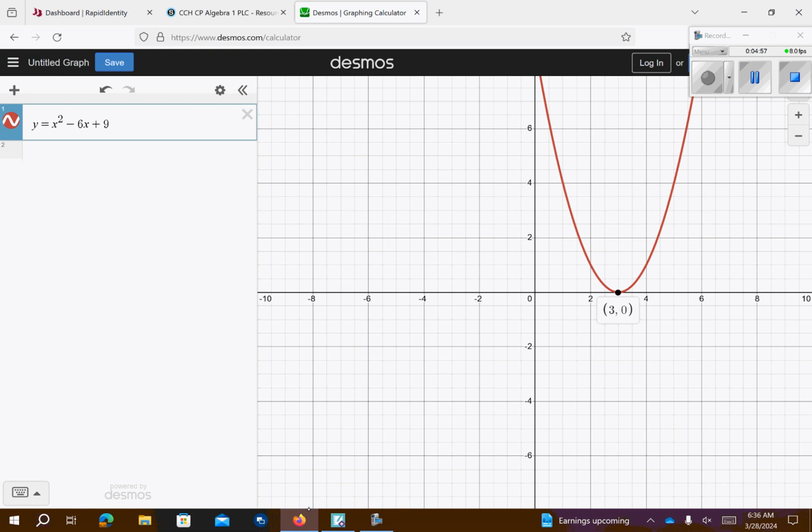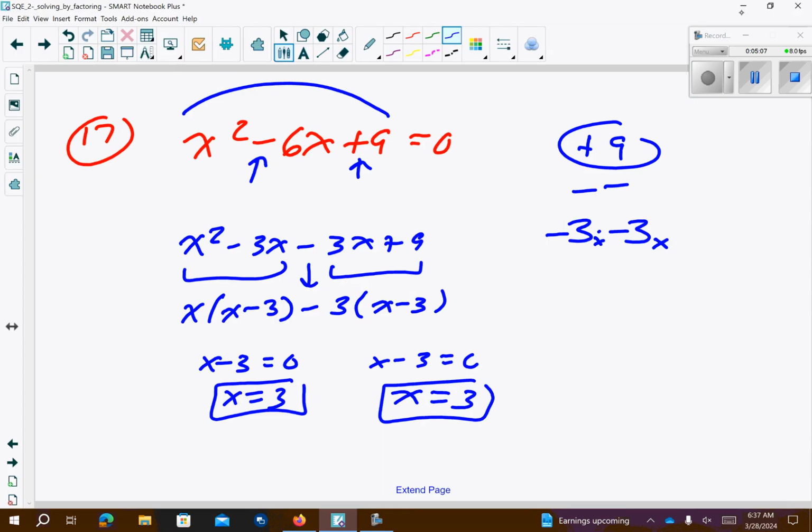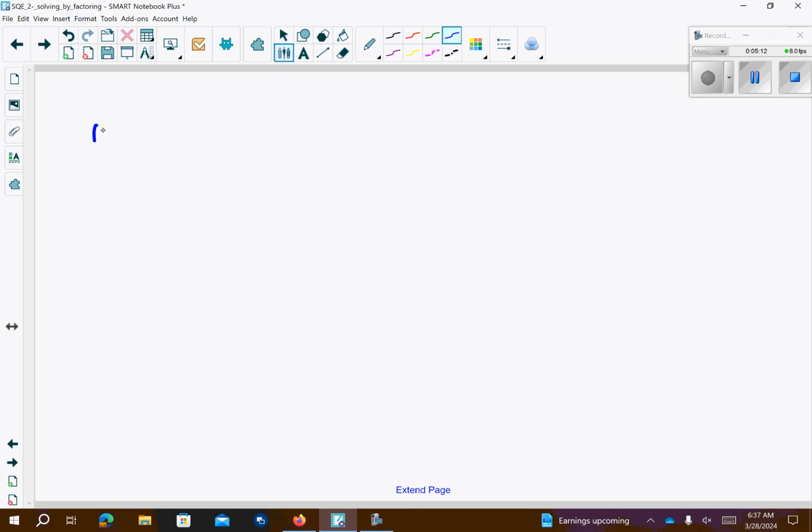So in math, when you're graphing these, when you have a double root like that, or the same exact two answers, it usually means it's going to kiss the x-axis. So it touches it once. It doesn't go through it, it just touches it.